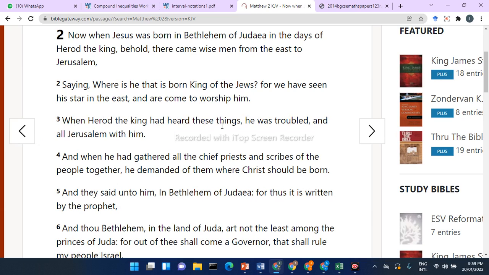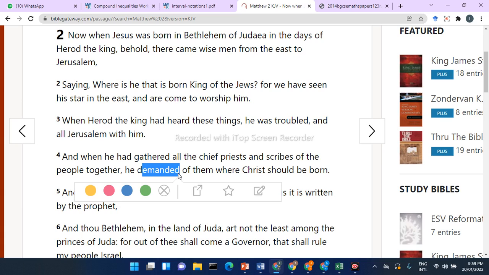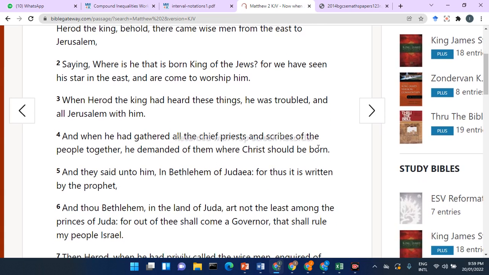So it says, and when Herod heard these things, he was troubled, and all Jerusalem with him. And when he had gathered all the chief priests and scribes of the people together, he demanded of them where Christ should be born. So the wise men came to Herod, and Herod is troubled. And so Herod goes to the chief priests and says, listen, y'all need to speak up. What is this all about? Where's Christ going to be born? Where's this King of the Jews going to be born?